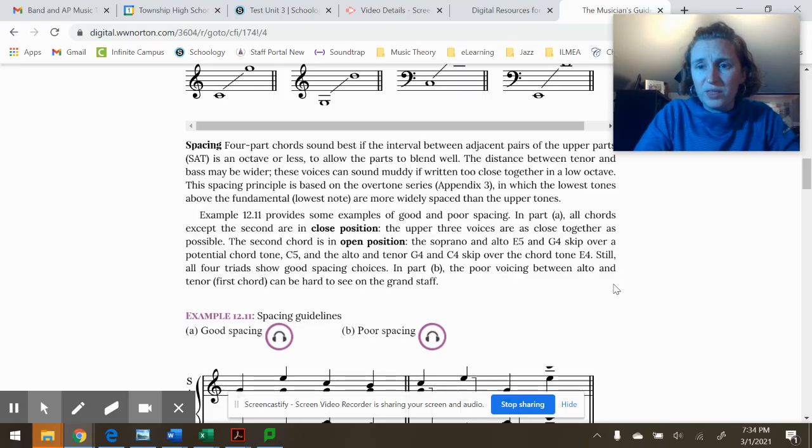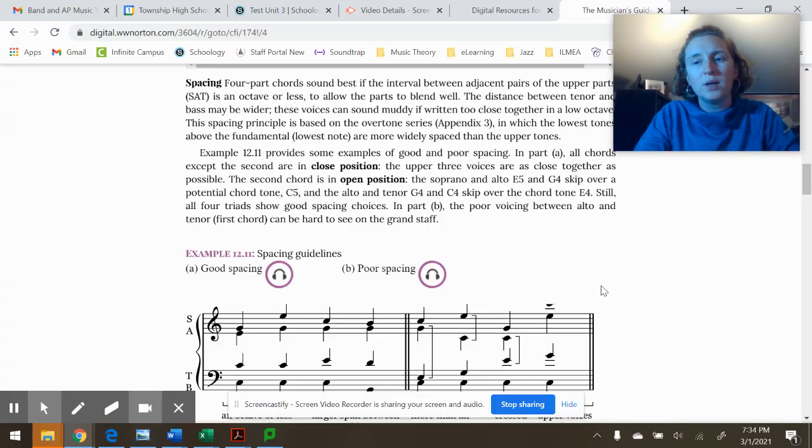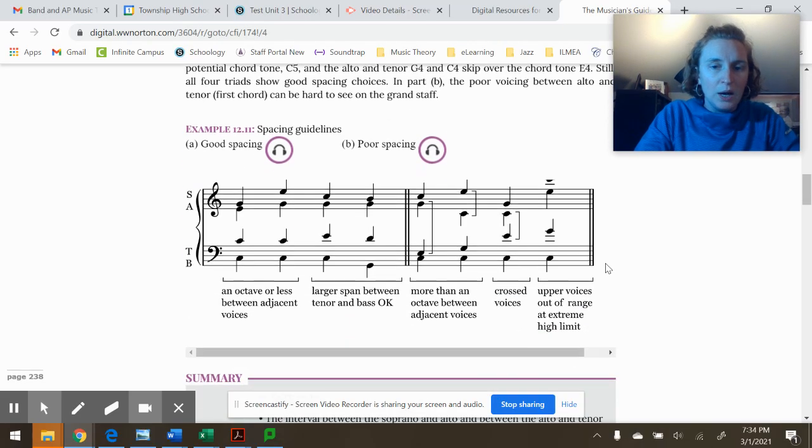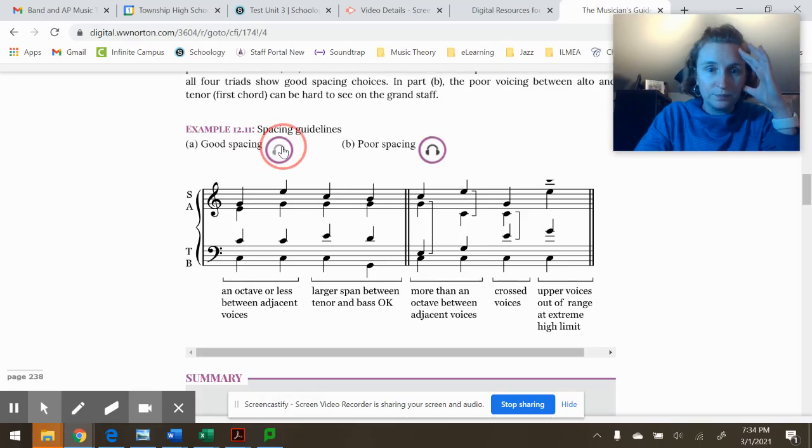Now, it uses two different things. For me, honestly, I never remember which one is which, if it's overlapping or crossing, or just don't do either one. I don't care what they're called. And to be honest, neither does the AP test. Just don't do them. Okay, so let's see a couple of their examples of good spacing and poor spacing.